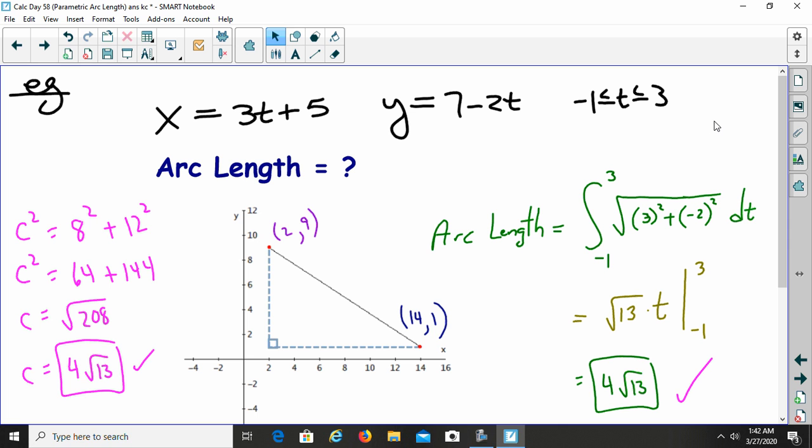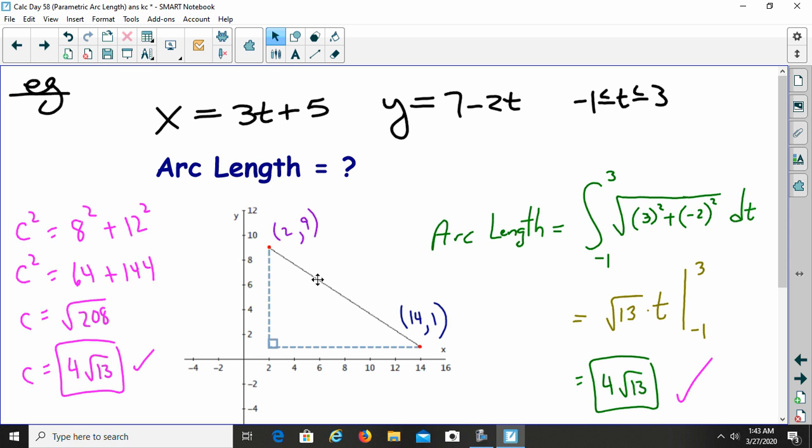So I have two examples for us to consider. The first example is very simple. I have a parametric graph: x equals 3t plus 5, y equals 7 minus 2t, on the interval as t goes from -1 to 3. And we want to find this arc length.